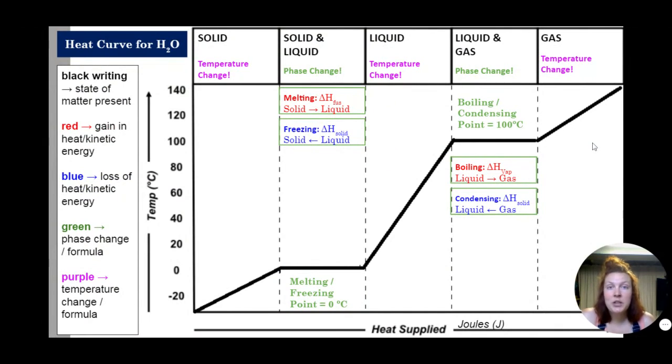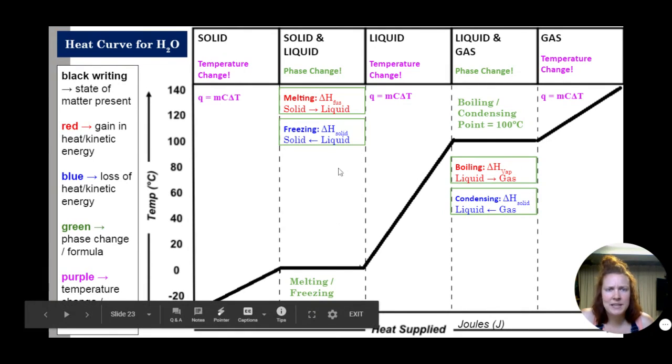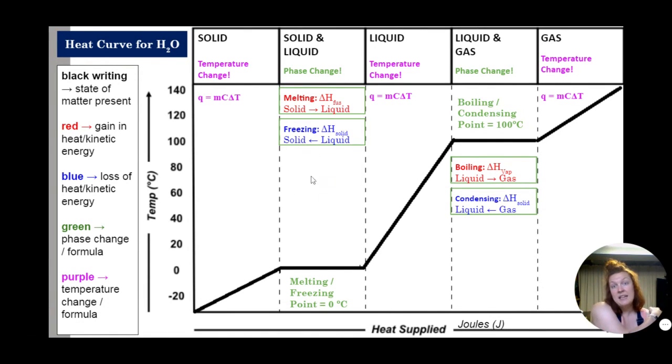So we can place those equations on our graph so that we know when to use which equation in our calculations. So for all of our temperature changes, we're going to want to use Q equals mcΔT because we have an actual change of temperature, a delta T. We wouldn't be able to use Q equals mcΔT in the phase changes because phase changes do not have a change in temperature.